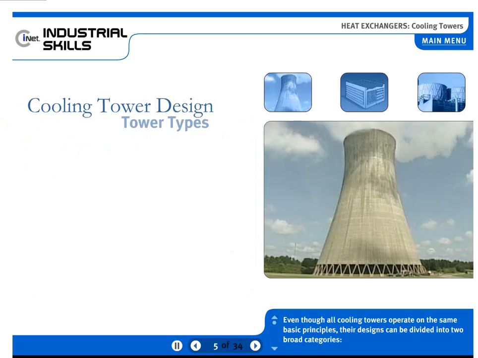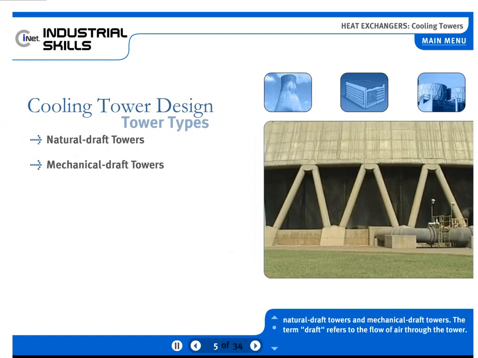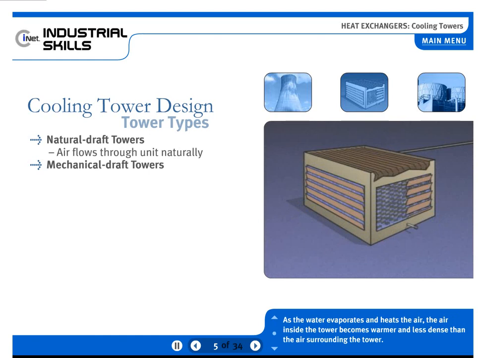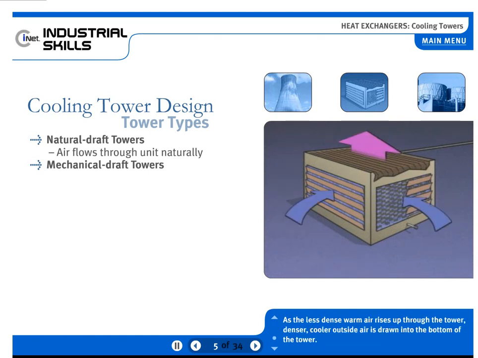Even though all cooling towers operate on the same basic principles, their designs can be divided into two broad categories: natural draft towers and mechanical draft towers. The term draft refers to the flow of air through the tower. In a natural draft cooling tower, air flows through the unit naturally without the aid of mechanical devices. As the water evaporates and heats the air, the air inside the tower becomes warmer and less dense than the air surrounding the tower. As the less dense warm air rises up through the tower, denser, cooler outside air is drawn into the bottom of the tower.